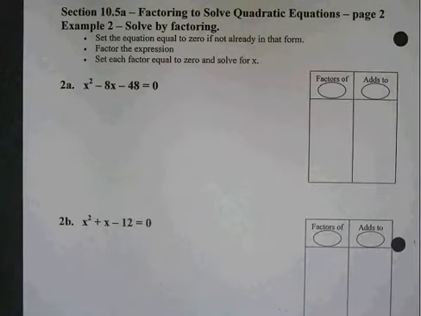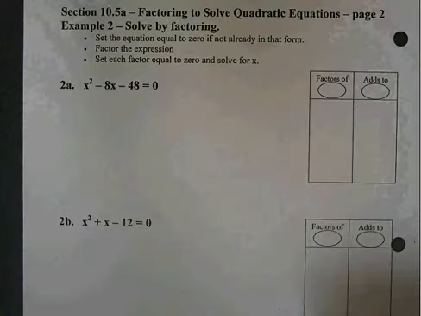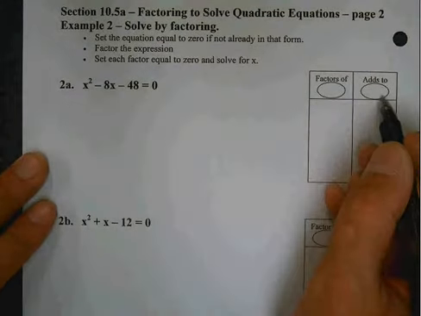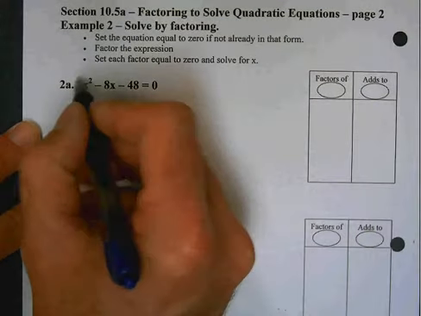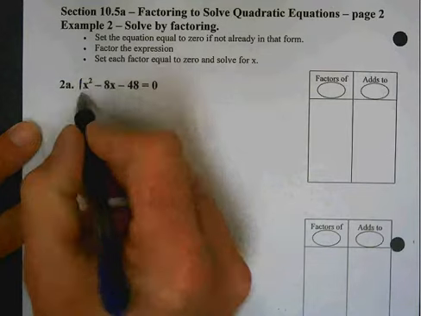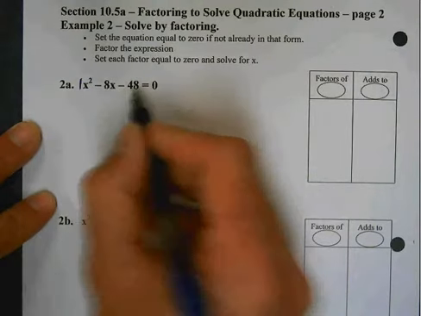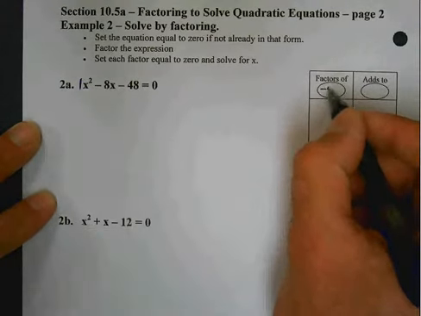So let's just do a little quick review here. Factors of blank adds to blank. Remember the Mac method? Okay, the number in front of the x squared is a 1. 1 times negative 48 is negative 48. You guys did a great job of this on the last chapter. Adds to what number?